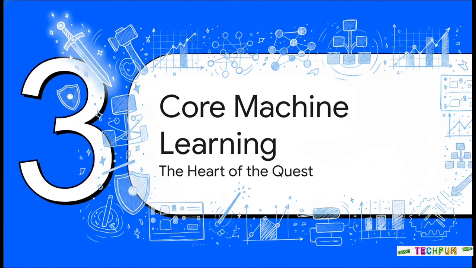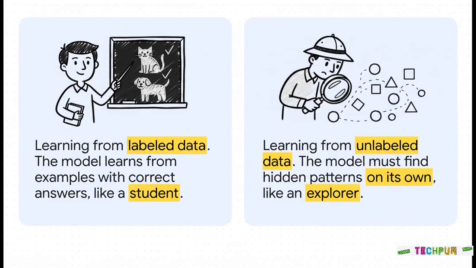With our tools forged and our data prepped, we have finally arrived at the heart of our quest, mastering the fundamental algorithms of machine learning. This is where the real magic starts to happen. So machine learning really follows two main paths. With supervised learning, you're basically the teacher. You give the AI examples with all the correct answers labeled. With unsupervised learning, you just dump a whole bunch of data on it and say, go find something interesting.